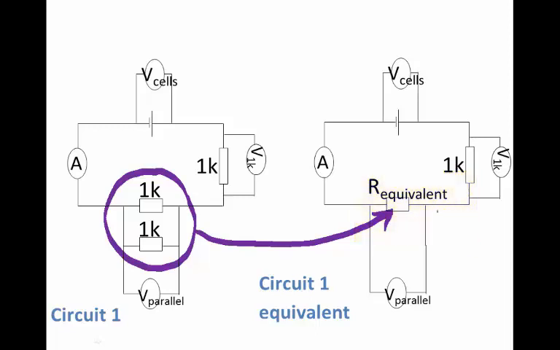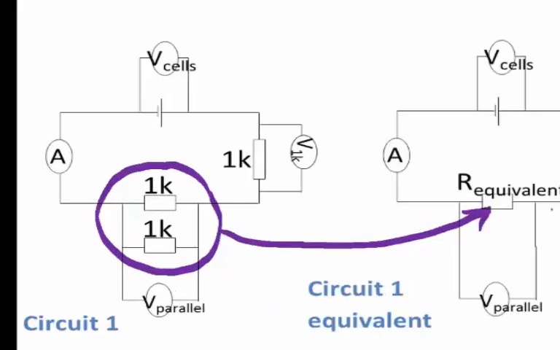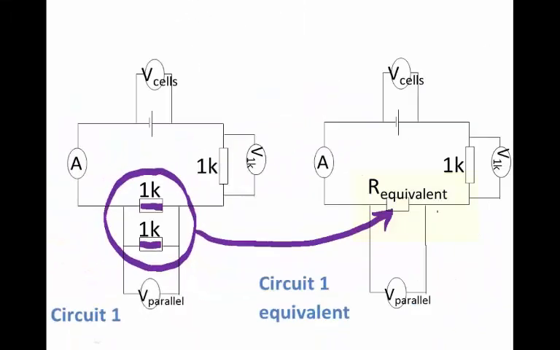Now in this particular case, it's actually quite easy to see what the equivalent resistance is. Why? Because the two resistors have the same value as one another, 1K and 1K. And whenever two resistors in parallel have the same value as one another, their equivalent resistance is half of that value. So half of 1K is half a K. In other words, 0.5K.